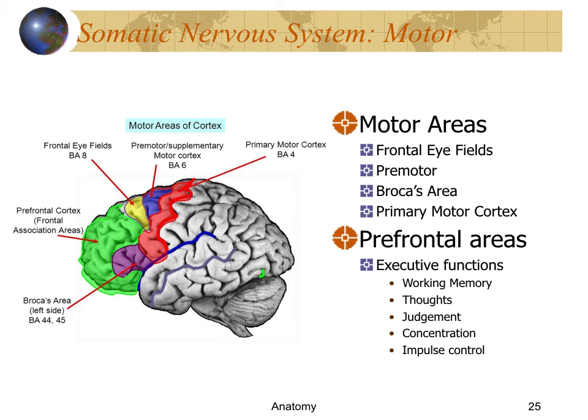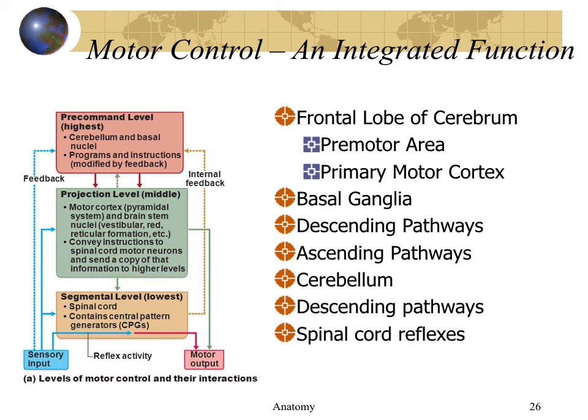Okay, and there are specific large areas for the eye, and for the muscles involving speech. And then there are kind of motor planning areas, the premotor area. Also in the frontal lobe, in this kind of motor heavy area, are the executive functions. This includes things like working memory, where our thoughts, judgment, concentration, and impulse control are.